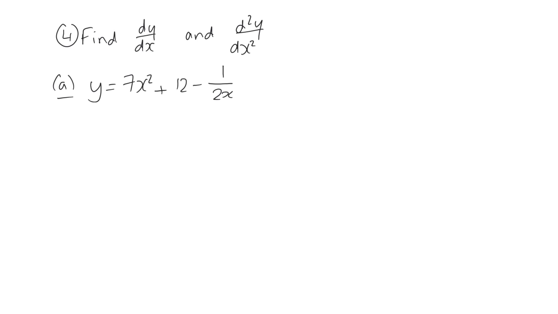So our first one then, y equals 7x squared plus 12 minus 1 over 2x. So again, we'll have to rewrite that. The first two bits are fine. And again, this is where people make mistakes. The 2 stays where it is. The 2 is staying on the bottom. We're only bringing up that x. It's really x to the power of 1 on the bottom. So when you bring it up, it becomes x to the power minus 1. But the 2 stays where it is.